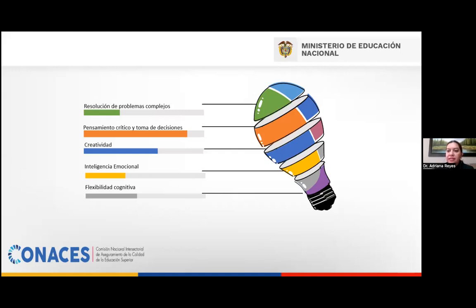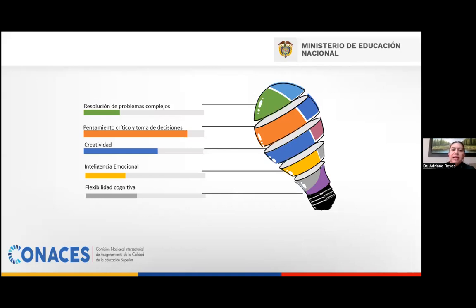Pero esa creatividad. Trabajar mucho la inteligencia emocional, esto es fundamental para tener profesionales exitosos y que le aporten a las empresas o a su sector donde se vayan a desempeñar. Y también el desarrollo de la flexibilidad cognitiva. Estas competencias que estoy enunciando acá, estas cinco, son fundamentales.